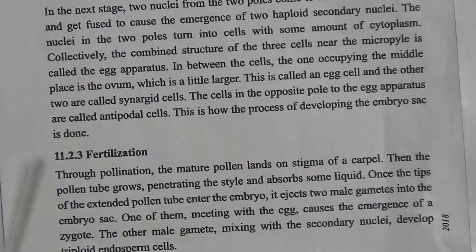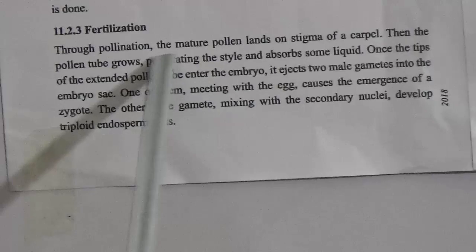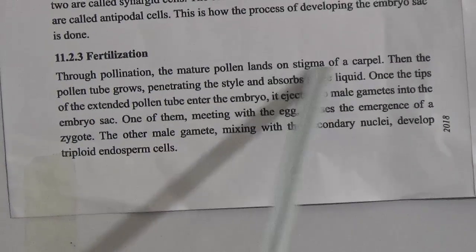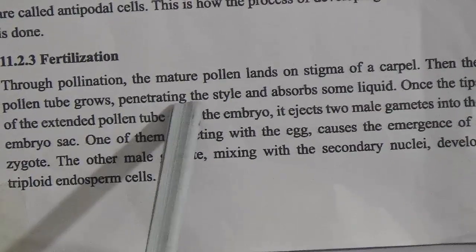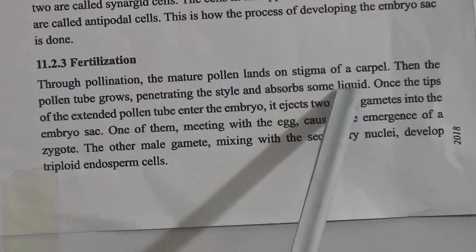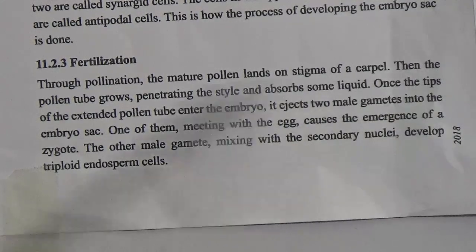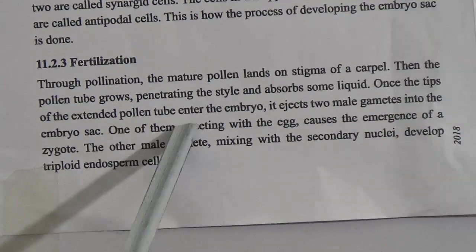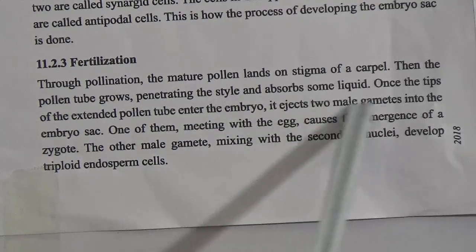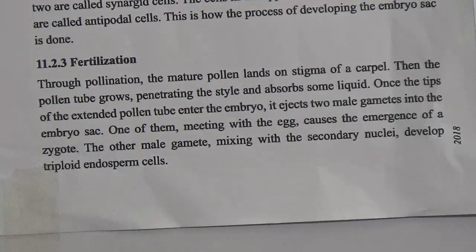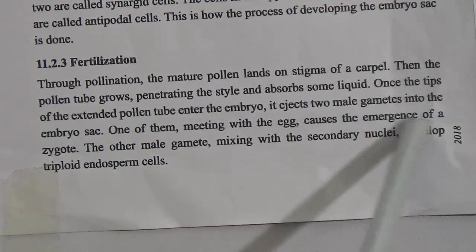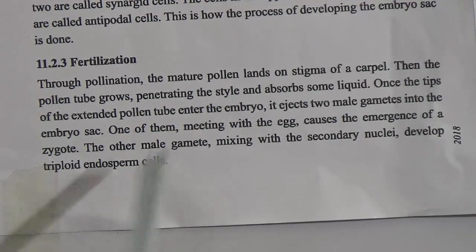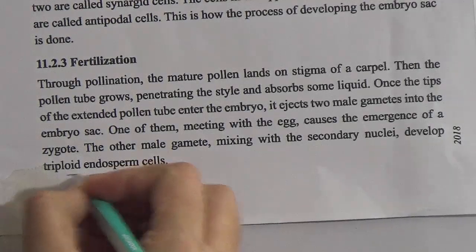Now, fertilization. Through pollination, the mature pollen lands on the stigma of a carpel. Then the pollen tube grows, penetrating the style and absorbing some liquid. Once the tip of the extended pollen tube enters the embryo sac, it ejects two male gametes. One of them meeting with the egg causes the emergence of a zygote. The other male gamete mixing with the secondary nuclei develops the triploid endosperm cell.